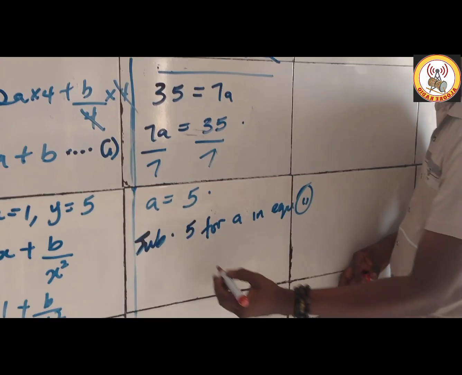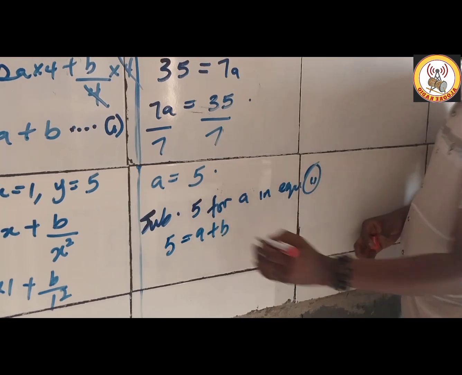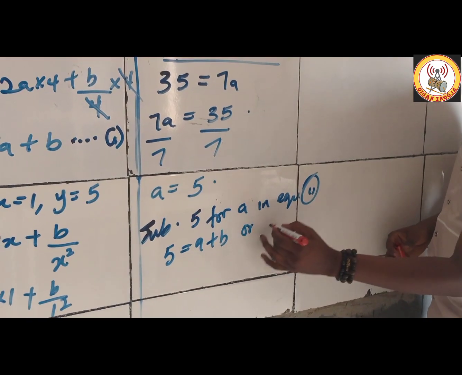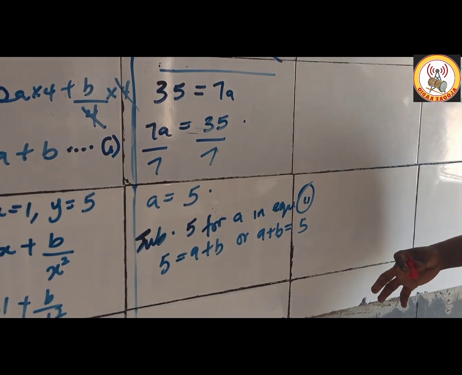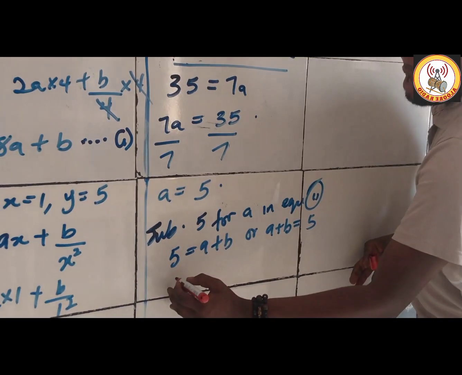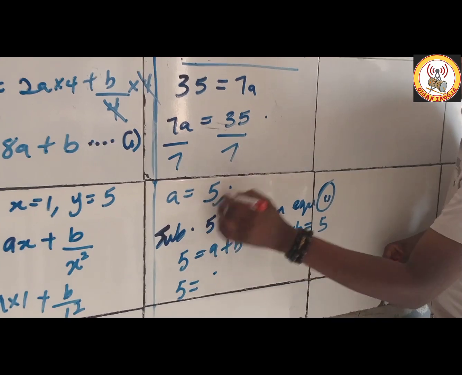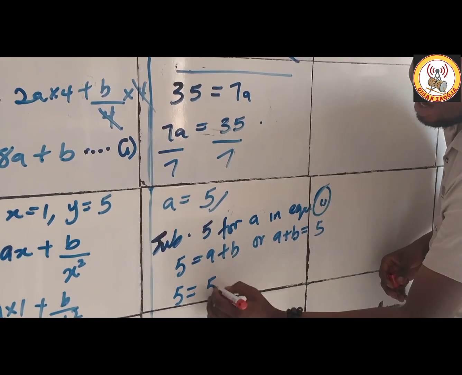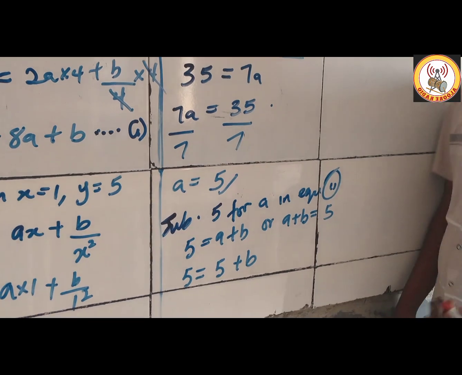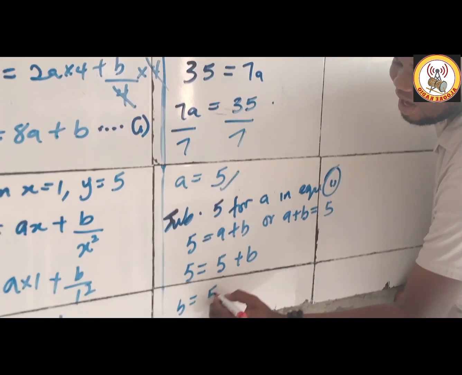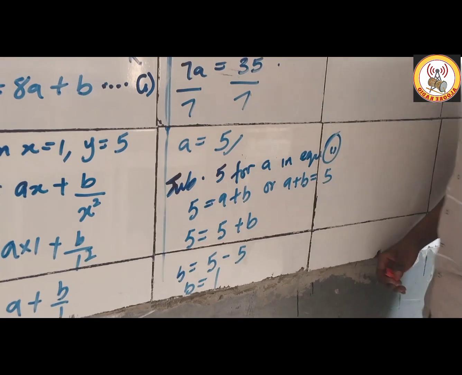What is equation 2? You can also write it as a plus b equals 5. Tell me how you want to write it. So we have 5 equals, what's our a? Our a is 5. 5 plus b. So when we interchange correctly, we have b equals 5 minus 5.